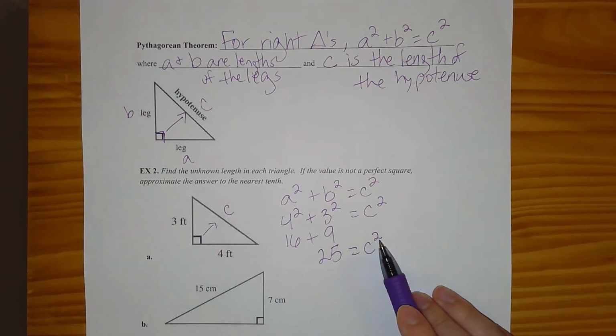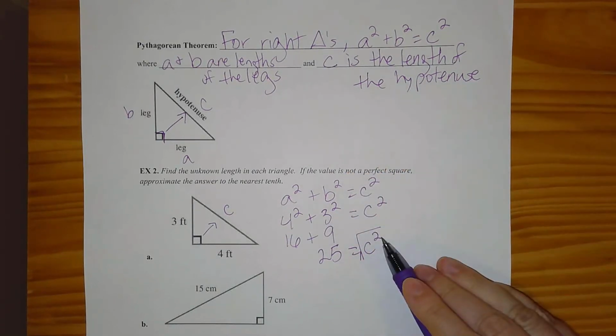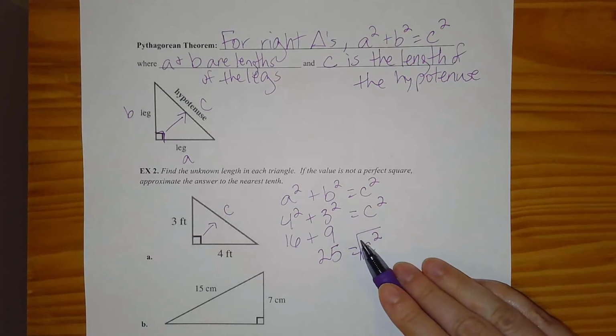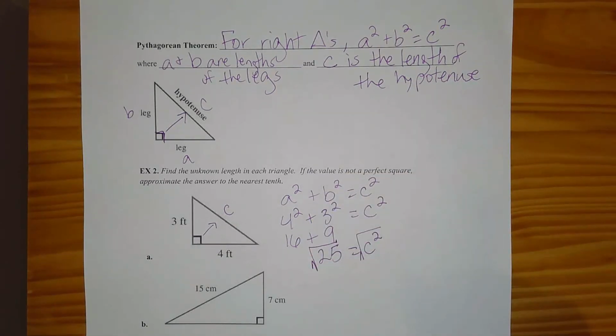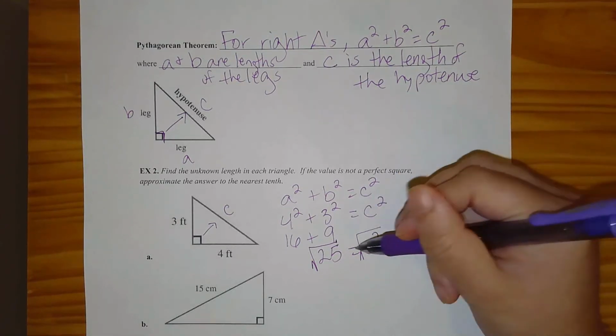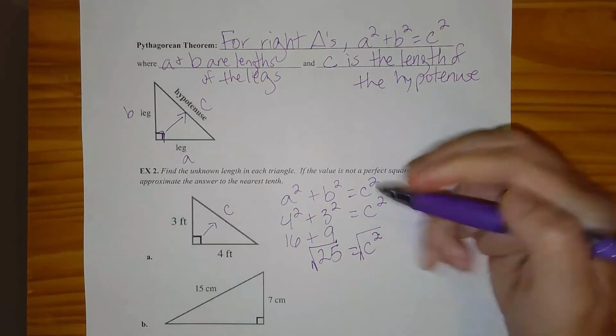The opposite of squaring something is square rooting it. It is not division or anything like that. It is square rooting. So I need to take the square root to get rid of that squaring. Whatever I do to one side, I need to do to both sides, because it's an equation and we want to stay in balance. So what's going to happen is the square root and the squaring cancel out. You're just left with a c.